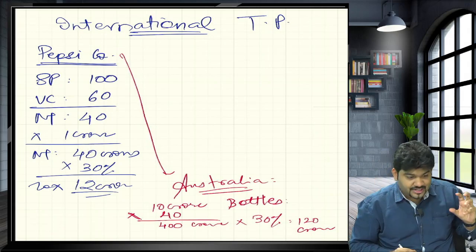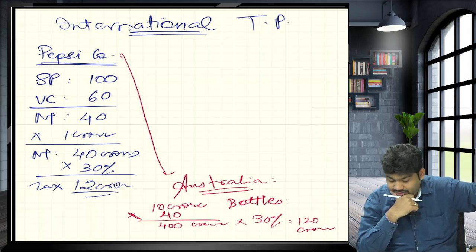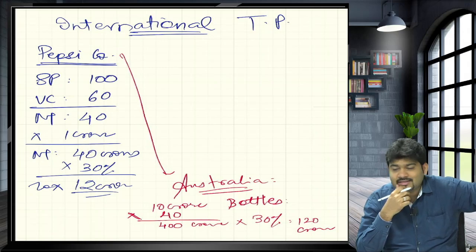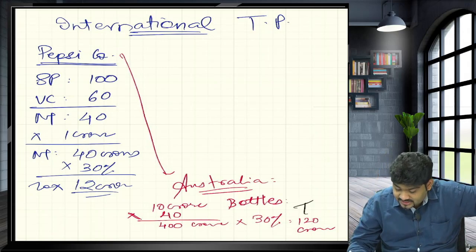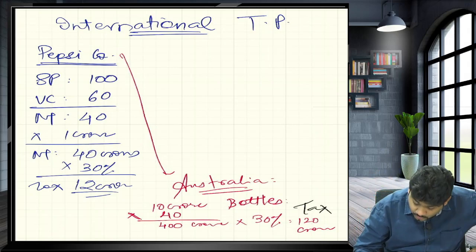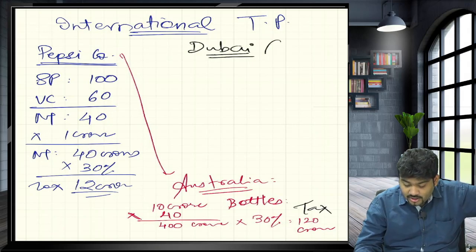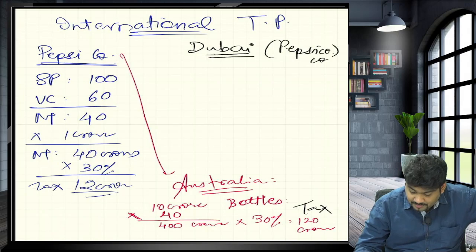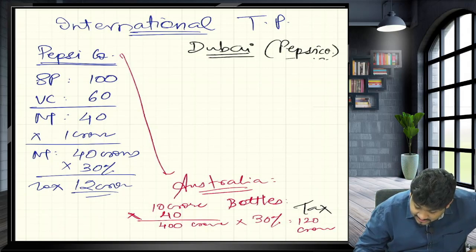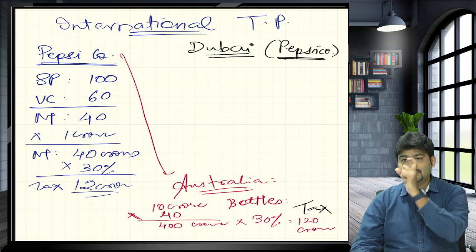So the PepsiCo company realized that if they directly transfer 10 crore bottles to Australia, they will have to pay 120 crore in tax itself, correct or wrong? Correct. So what did they do? They set up a sham company in Dubai called PepsiCo Dubai. Sham company means just for the purpose of evading taxes. They set up a company in Dubai. Now what did they do?